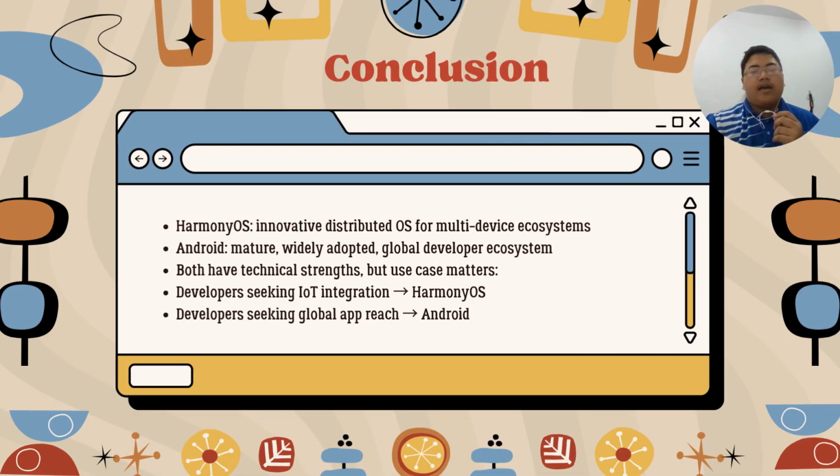For conclusion, HarmonyOS is an innovative distributed operating system designed for multi-device ecosystems, while Android is a mature and widely adopted platform with a strong global developer base. Both operating systems have technical strengths, and the best choice depends on the use case. Developers interested in IoT integration and cross-device collaboration may prefer HarmonyOS, while those aiming for global app reach should choose Android.